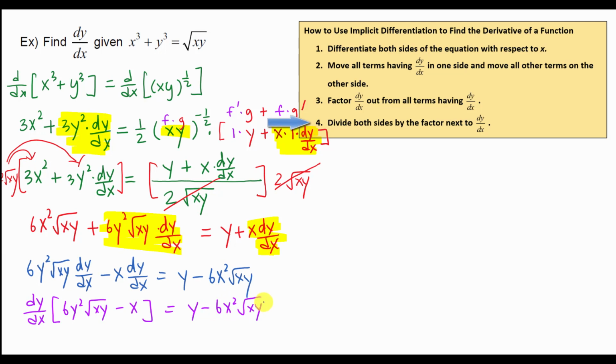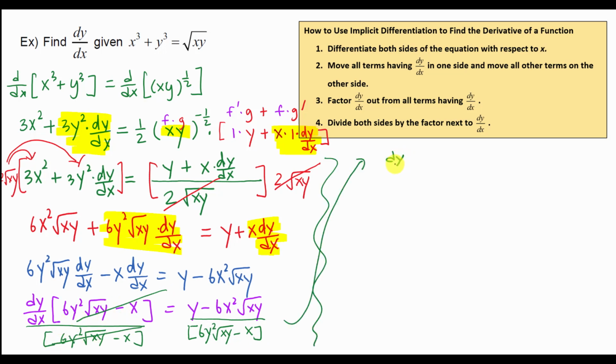Step 4, divide both sides by the factor next to dy dx, which is 6y squared radical xy minus x, so that these can be canceled. dy dx is equal to y minus 6x squared radical xy over 6y squared radical xy minus x. And this is your dy dx.